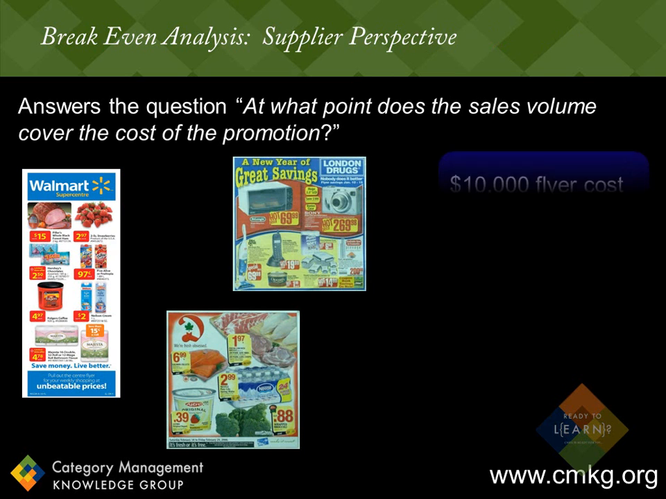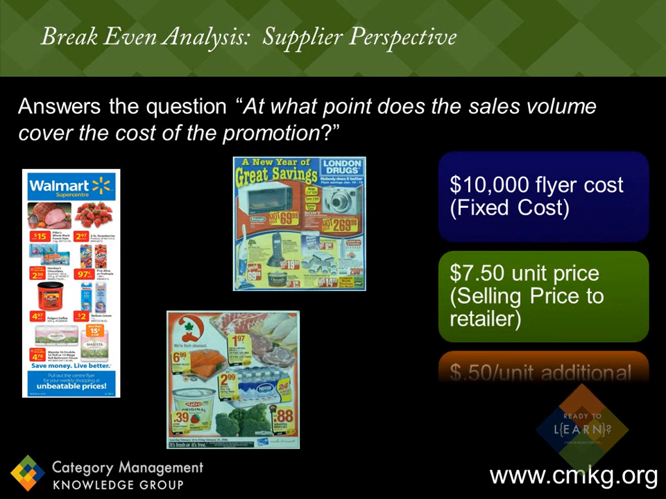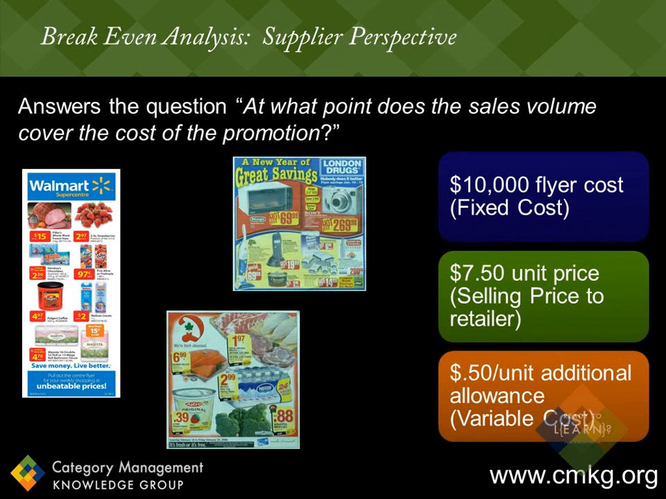The flyer costs $10,000, which is a fixed cost. The unit price or the selling price to the retailer is $7.50, and the account manager is also planning to spend 50 cents per unit as an additional allowance, which is a variable cost.